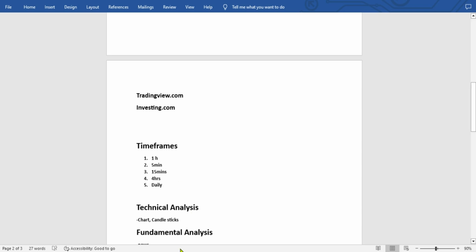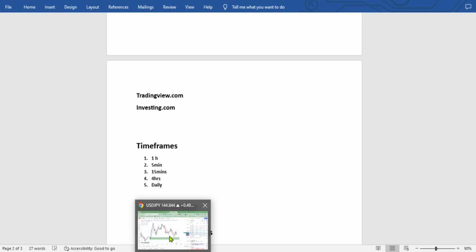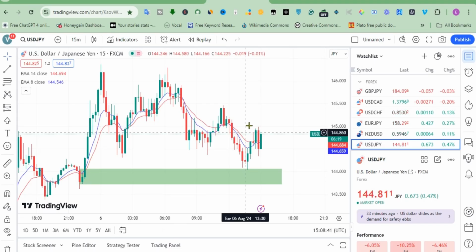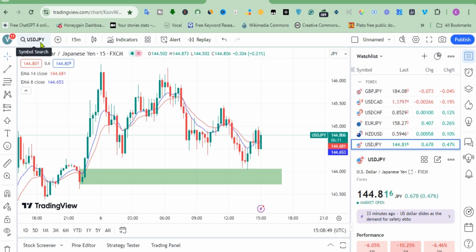So that is how it is. This is a USDJPY chart. It means US dollar against Japanese yen. So you need to know all these symbols. Look at it on your right hand side.